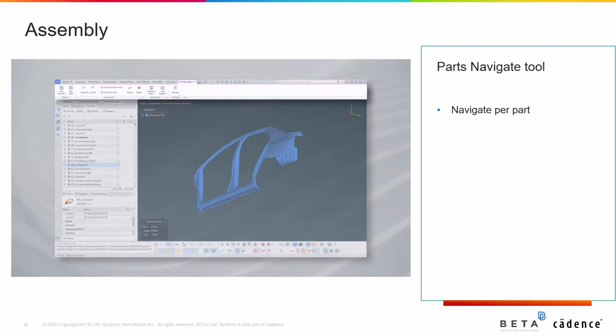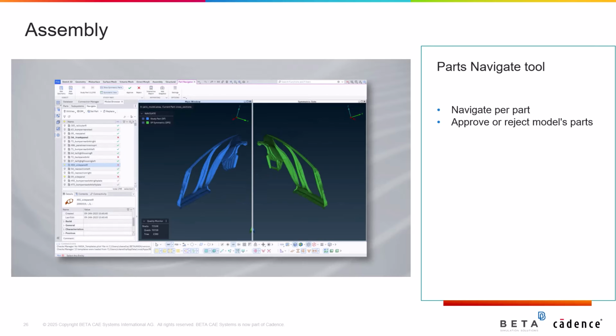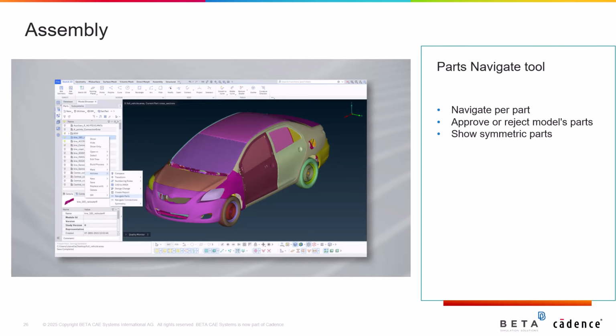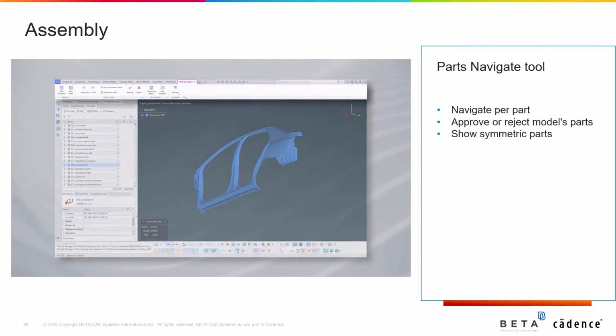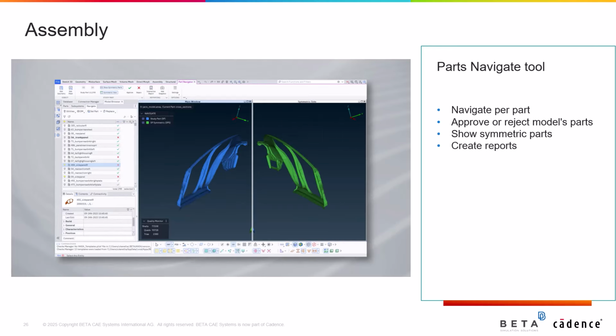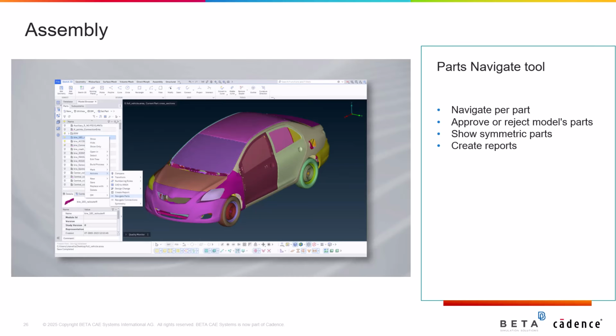Another key update is the option to approve or reject specific parts of the model. Additionally, we've introduced functionality to display symmetric parts, enabling users to compare symmetry and ensure consistency across the model. Lastly, we've added the ability to generate detailed reports directly within the Navigate engine, summarizing navigation, decisions, and part evaluations.